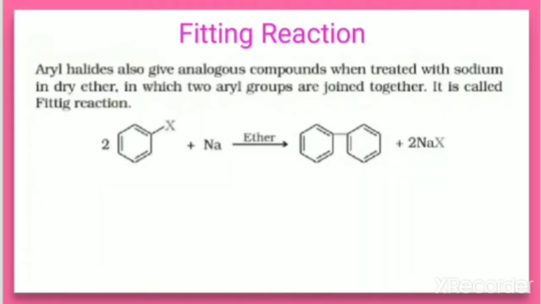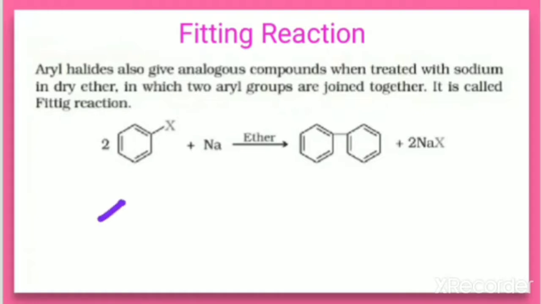The first one is Fittig reaction. When the aryl halide is treated with sodium metal in the presence of ether, it gives rise to biphenyl. Here the two aryl groups are joined together. This reaction is called Fittig reaction. This equation is given in the textbook. In order to make the product more easily, let us rearrange this equation in this way.